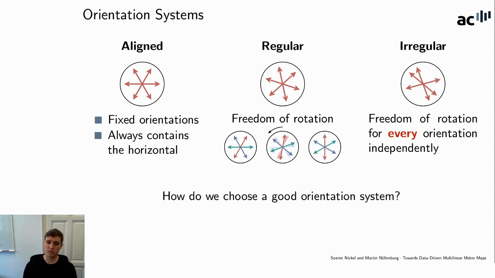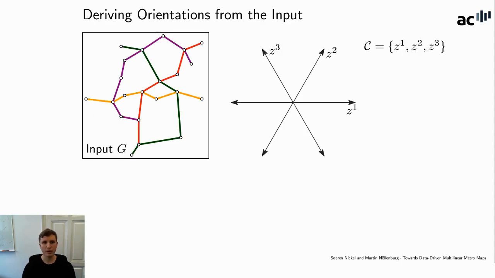Okay, so this leads to the obvious question: if we have the choice of these different orientation systems, and specifically if we have a choice inside these orientation systems, how do we choose a good orientation system? Well, we can try to choose it based on the input geometry. This is where the data-driven part of the title comes in. So let's look at an example of how that will work.